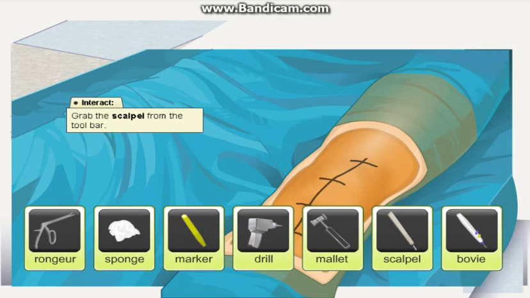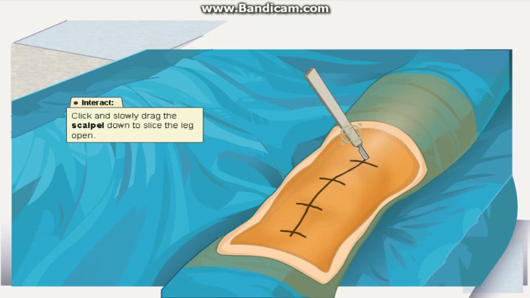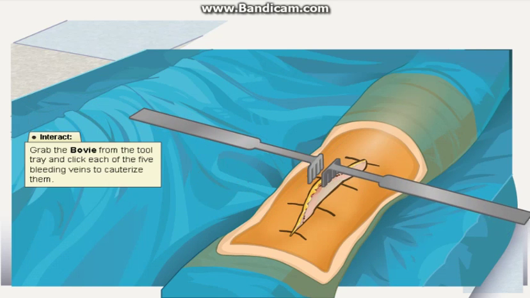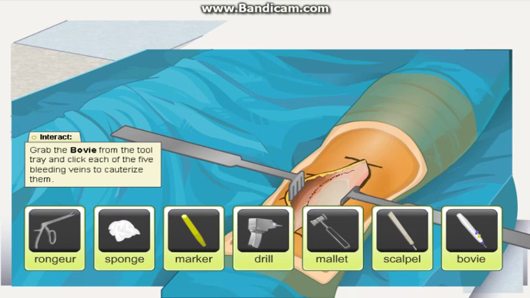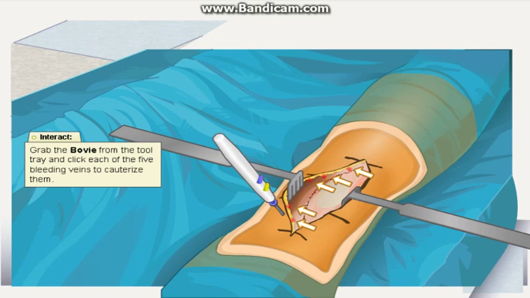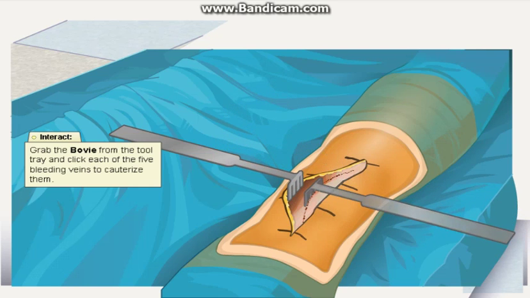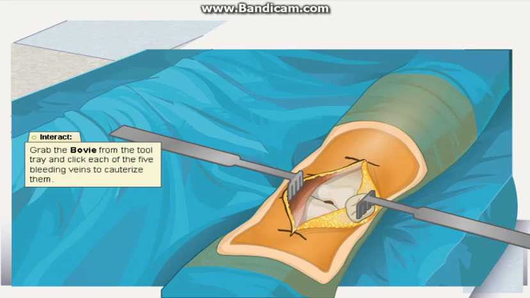Now for the incision. Take the scalpel and cut the skin following your markings. Let's use the Bovie pencil to cauterize the veins. This will help decrease blood flow into the surgical field. The rake retractors fold the skin and tissue out of the way, exposing our patient's knee.